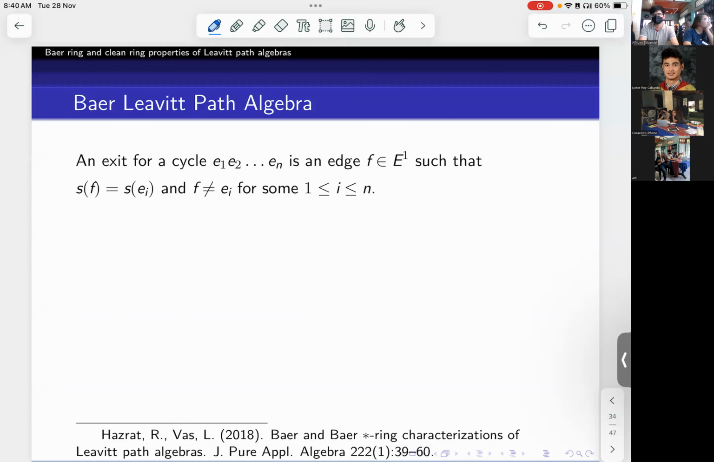So let us move on to what are Baer-Leavitt path algebras. The results are taken from the paper by Vaš and Hazrat. The paper was published in 2018 in the Journal of Pure and Applied Algebra. So if you have a cycle e1, e2, e3, and so on till en.